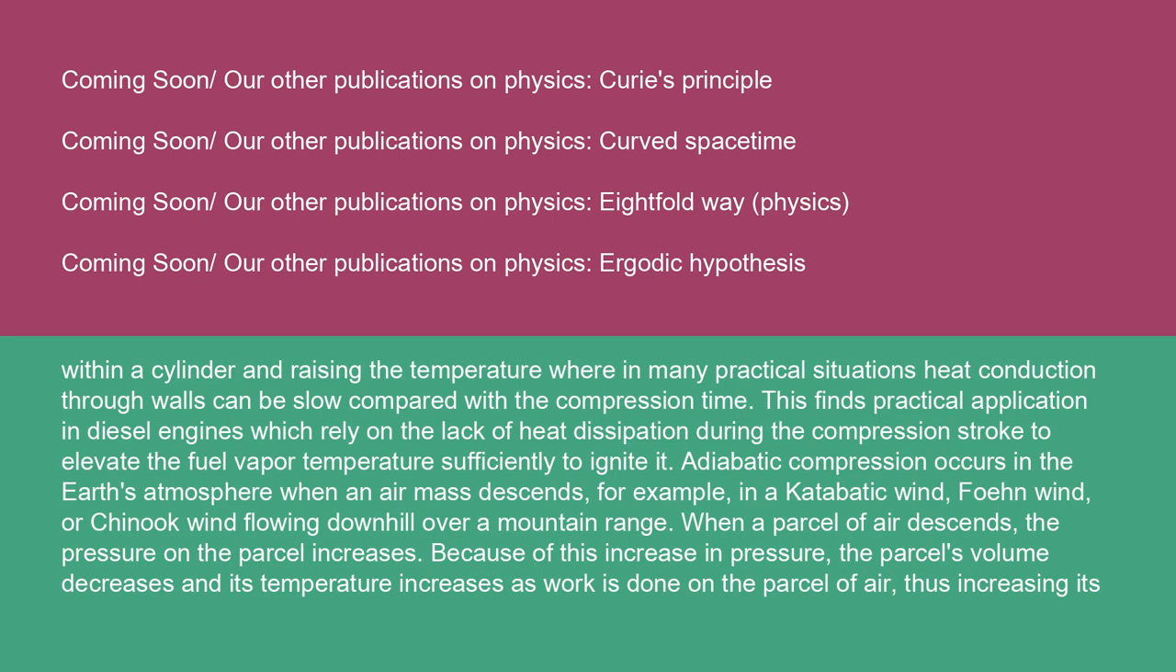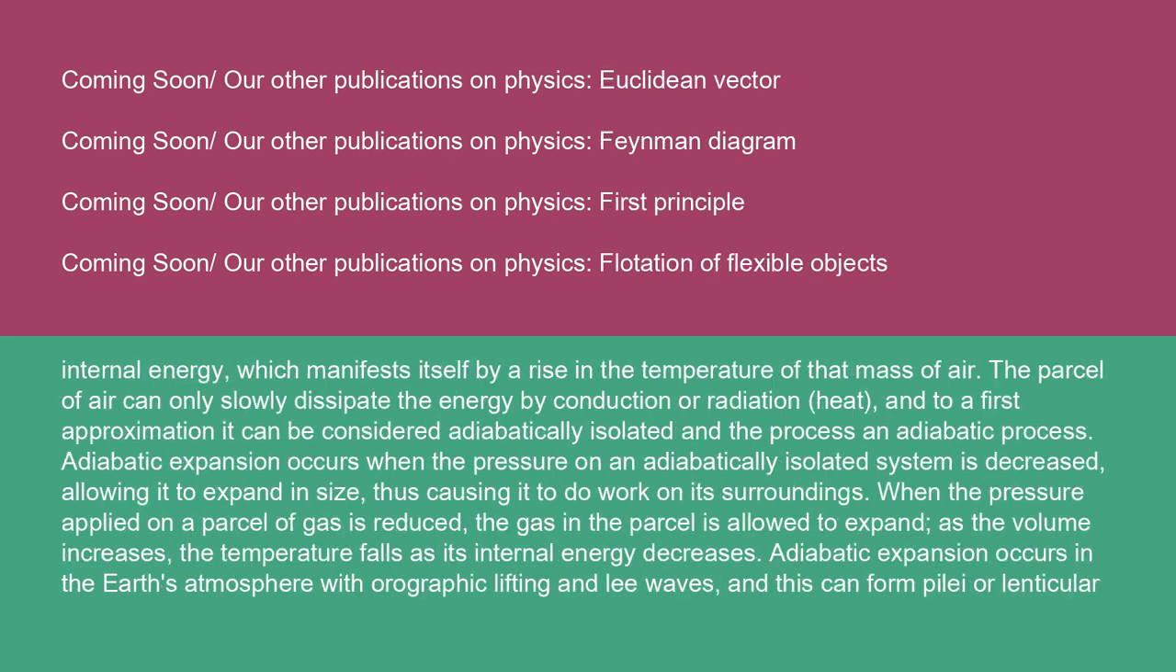When a parcel of air descends, the pressure on the parcel increases. Because of this increase in pressure, the parcel's volume decreases and its temperature increases as work is done on the parcel of air, thus increasing its internal energy, which manifests itself by a rise in the temperature of that mass of air. The parcel of air can only slowly dissipate the energy by conduction or radiation (heat), and to a first approximation, it can be considered adiabatically isolated and the process an adiabatic process.